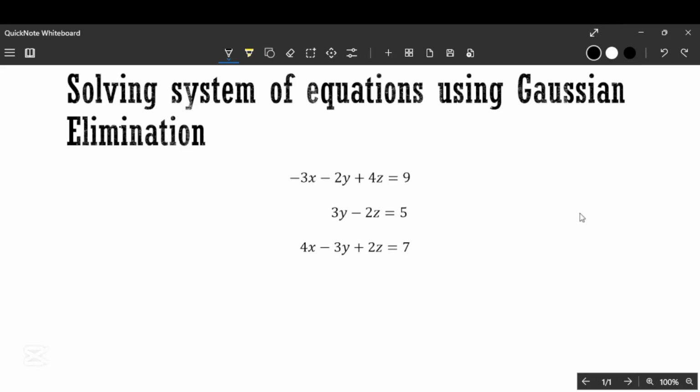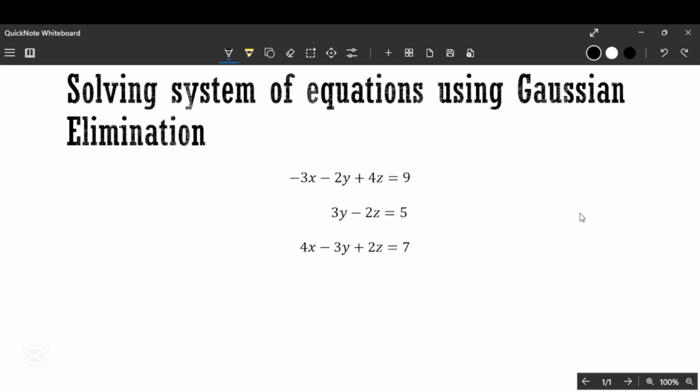In today's tutorial, we are looking at how to solve systems of equations using Gaussian elimination. Of course, we have so many ways to solve such equations, but today we are looking at how to use the Gaussian elimination strategy to solve a system of equations of this nature. Now, the first thing to do here is to write the system of equations in a matrix form, and then we convert the matrix into a row echelon form.